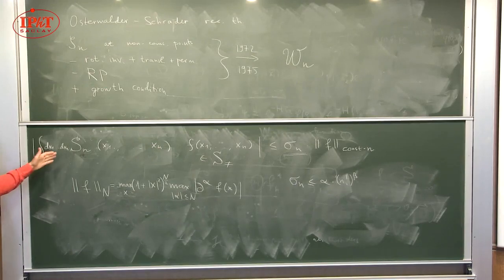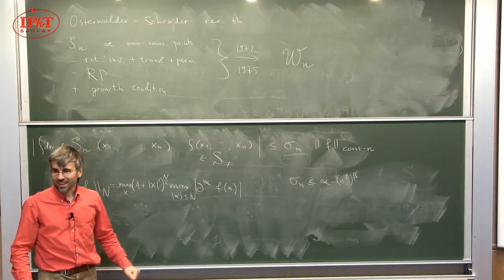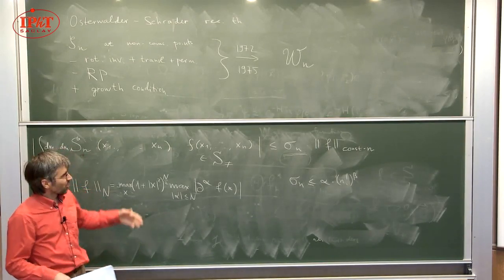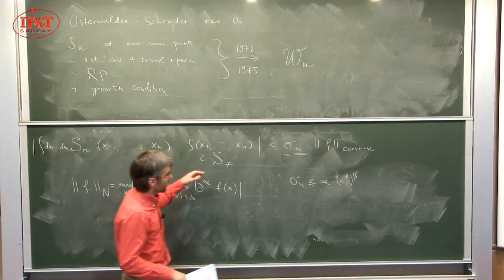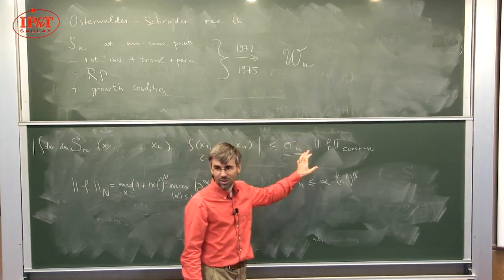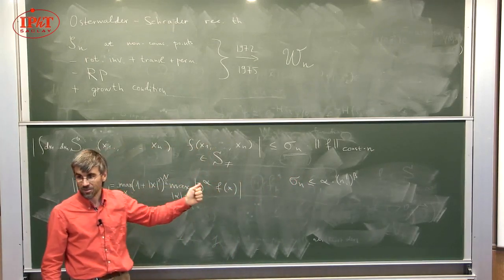So for free theory, we know that this Schwinger function is just some Wick contractions. The number of Wick contractions grows factorially. So you can show that in that case, you get this condition with sigma growing factorially, just because there are many Wick contractions for free theory.